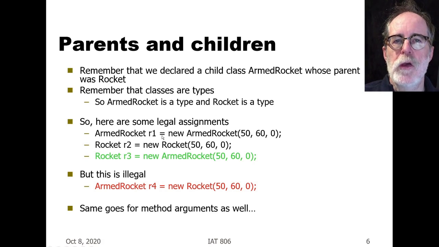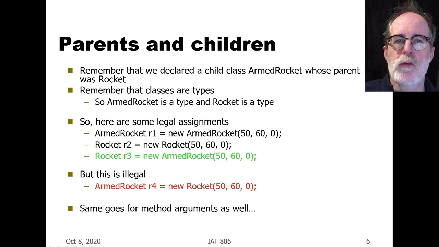So that says there's a new variable named r1, and its type is ArmedRocket. That's the declaration of r1, and we assign it its value, which is to construct an instance of ArmedRocket and assign that new ArmedRocket to r1. So far, so straightforward. The next thing is also legal, and it's exactly the kind of thing you would expect.